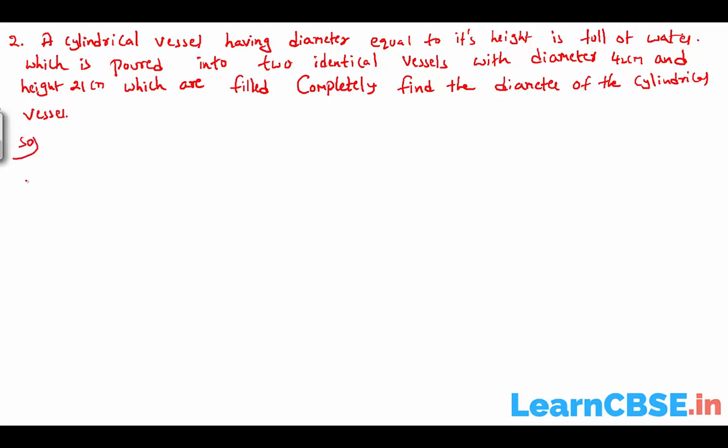Solution. Now we have the cylindrical vessel in which the diameter of the vessel equals the height of the vessel, and it is full of water. Now we have two more identical vessels with diameter 42 centimeters and height 21 centimeters, which are filled completely. So the water in the first cylinder was poured into the two identical vessels. Now we need to find the diameter of the cylindrical vessel.